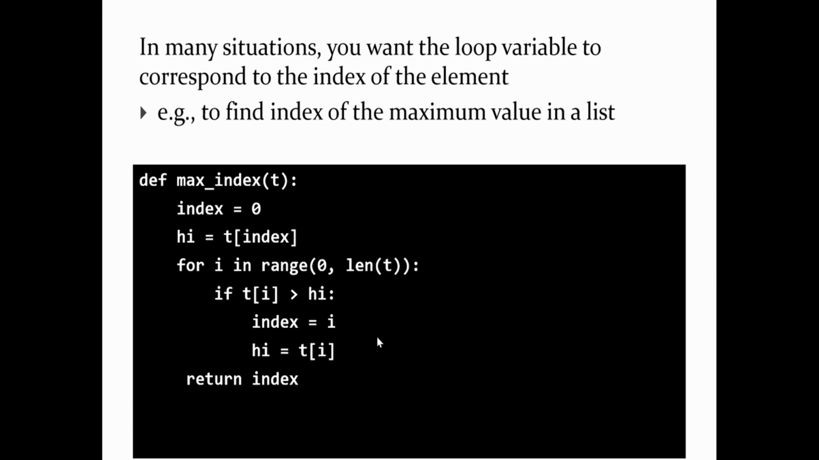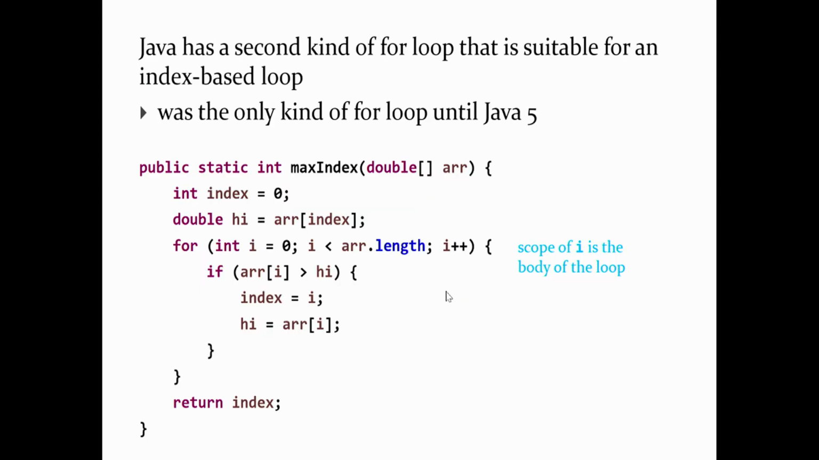Now in Java, there is no object similar to range. So there's no class that corresponds to a Python range in Java. So in Java, you have to use an older style of loop that Java inherited from C. C probably inherited it from somewhere else, I don't actually know. And this was actually the only kind of loop until Java version 5, which was a long time ago now.